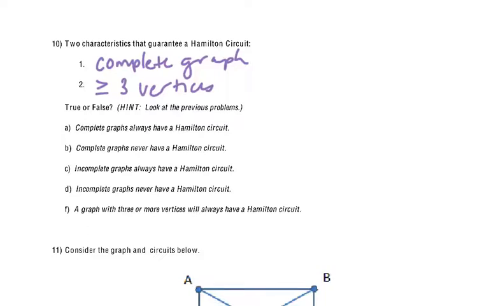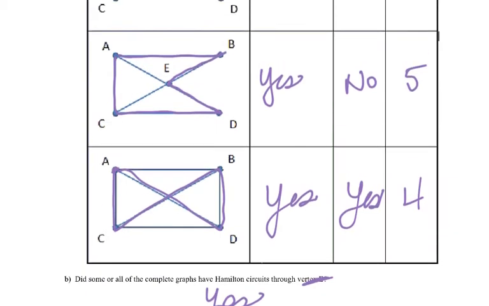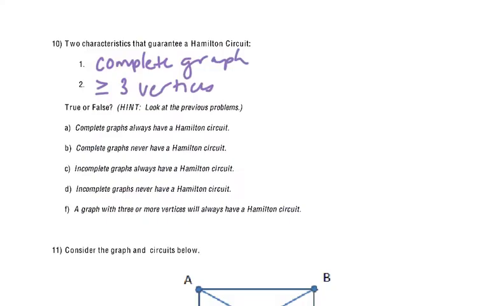First off, complete graphs always have a Hamilton circuit. We definitely saw an example that, because if we only had two vertices, then you cannot get a Hamilton circuit because it would have to go over the same edge twice. So that's the only case where I have a complete graph that does not have a Hamilton circuit. If there's three or more vertices and it's complete, it would have a Hamilton circuit.